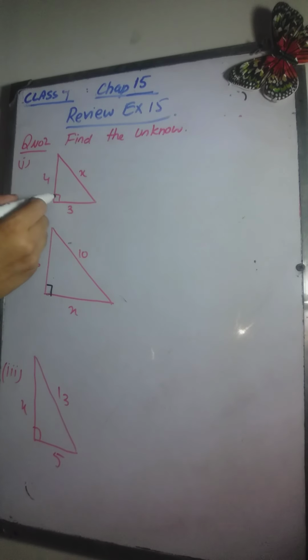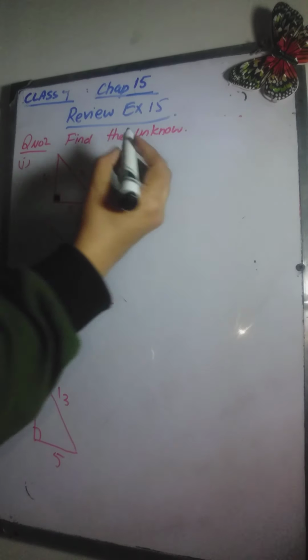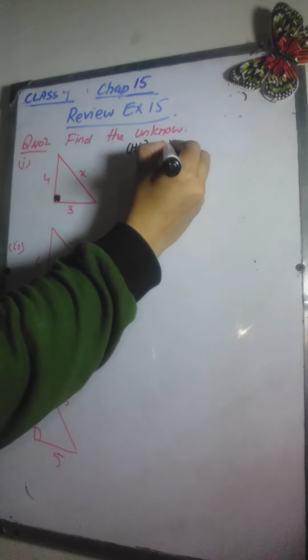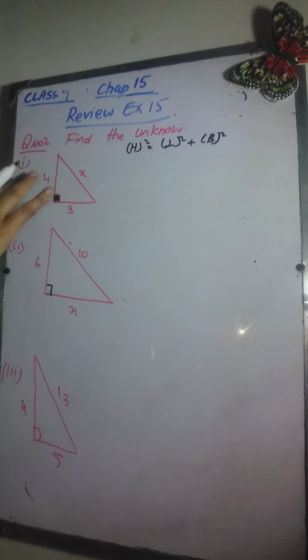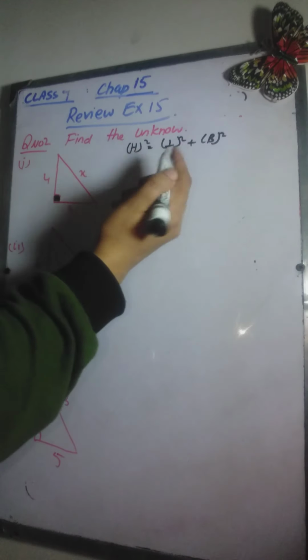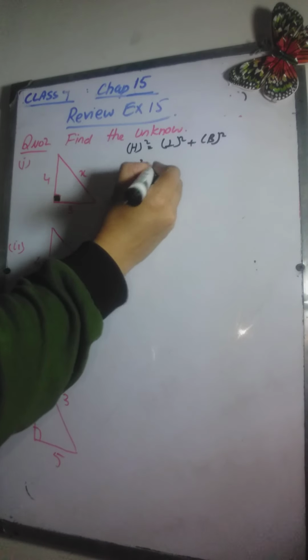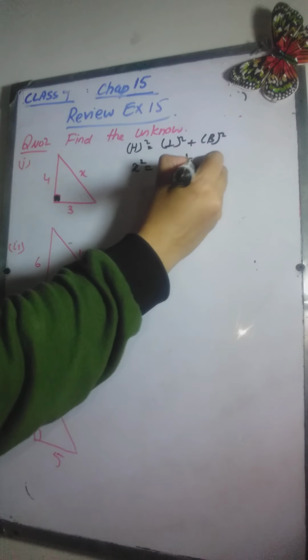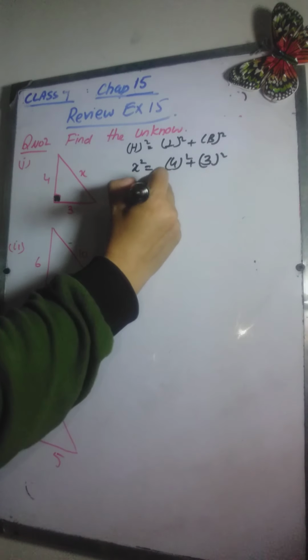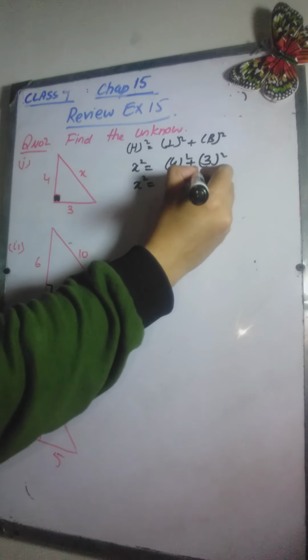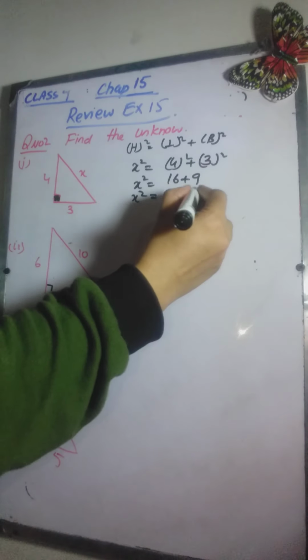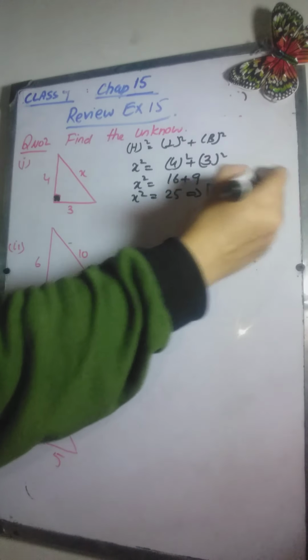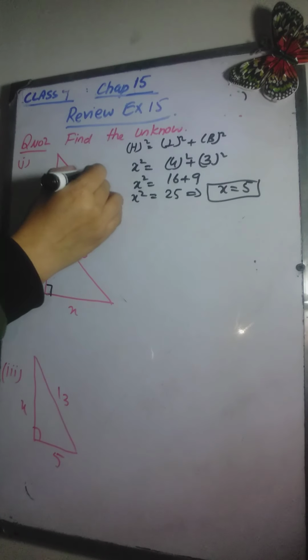We know that the hypotenuse is always the side which is opposite to 90 degrees. It means x will be the hypotenuse. So hypotenuse square is equal to perpendicular square plus base square. You can take any of these sides as base and perpendicular, it does not matter because you have to add them at the end. Hypotenuse square, x square, is equal to 4 square plus 3 square. This will be x square is equal to 16 plus 9, which is equal to 25. If x square is equal to 25, this implies that x is equal to 5. So this is how we find the value of this length.